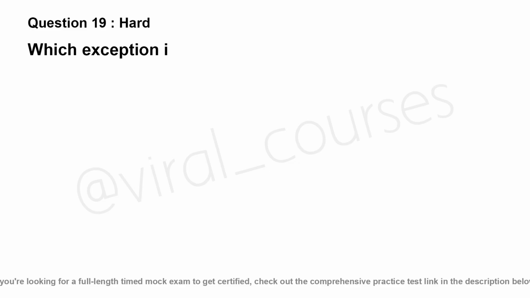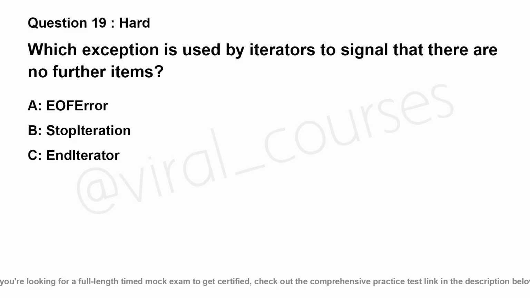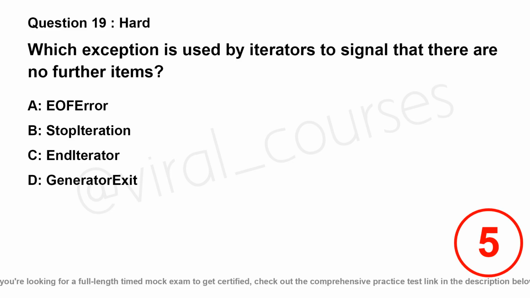Which exception is used by iterators to signal that there are no further items? Option A, EOFError. Option B, StopIteration. Option C, EndIterator. Option D, GeneratorExit.